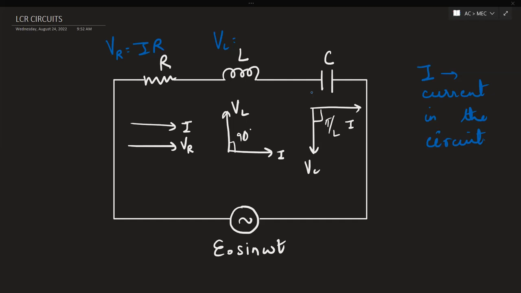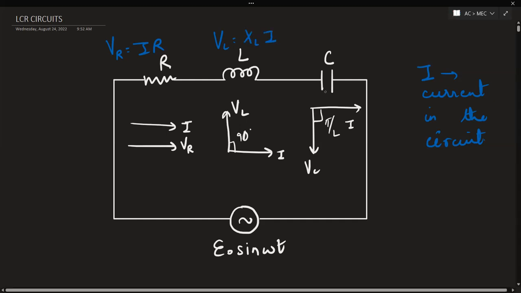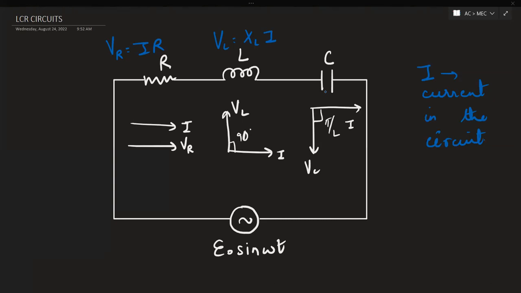I XL. I into XL. XL into I or I into XL. Fine. Atif, good.